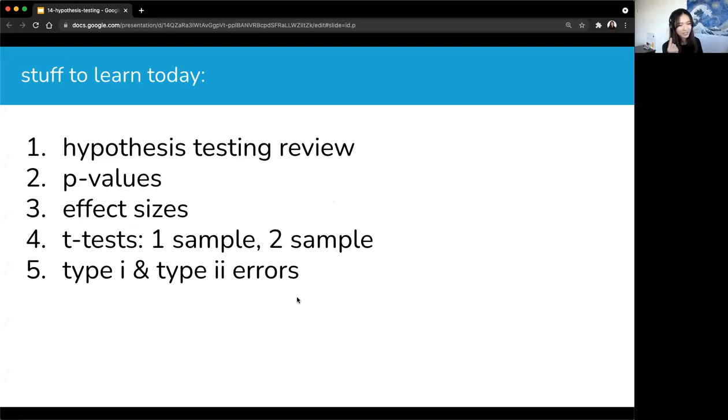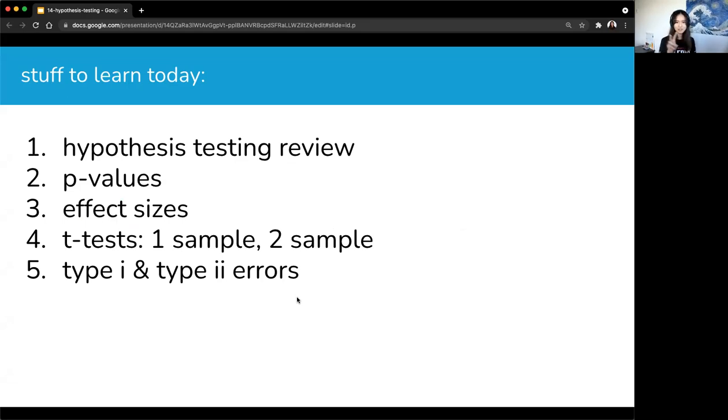P-values and effect sizes will actually come back tomorrow when we talk about power and ANOVA. But today I thought we'd do some more examples of statistical testing. We're going to introduce two new tests that are very similar to what we did last time with the z-test, or the one-sample z-test.